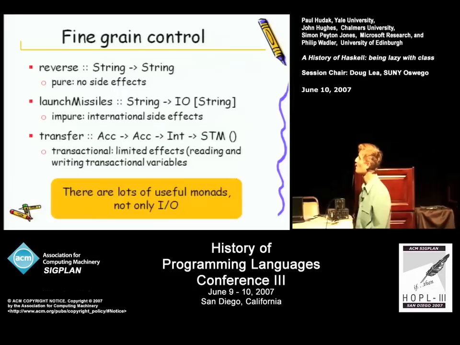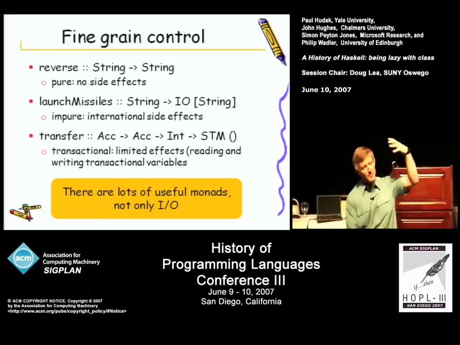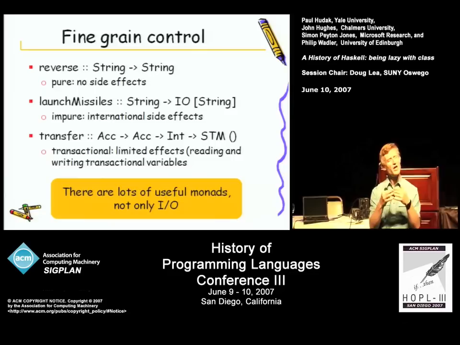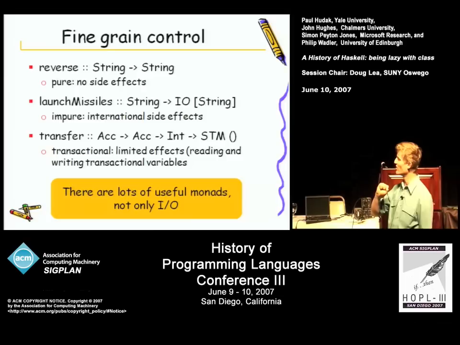It also gives you very fine-grained control of effects. At the moment, I've only talked about pure computations and I/O computations. But I/O is not the only monad. There are lots of monads. One particularly useful monad is the transactional memory monad that I indicate here. So the type system expresses how much effect happens.